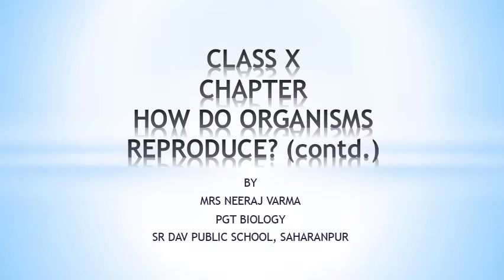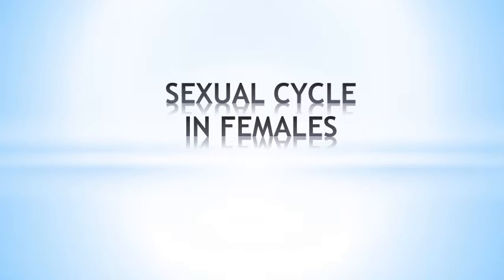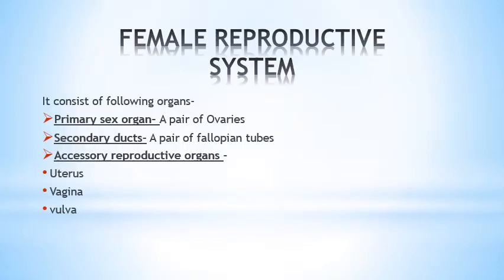We are continuing with our same chapter, how do organisms reproduce. In our previous sessions we discussed the male reproductive system and the structure of the sperm, and today we are going to start with the sexual cycle in females. First we will discuss the female reproductive system.